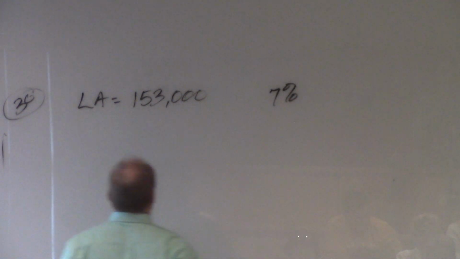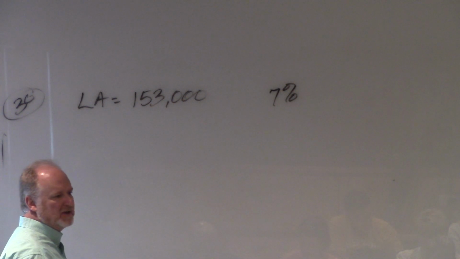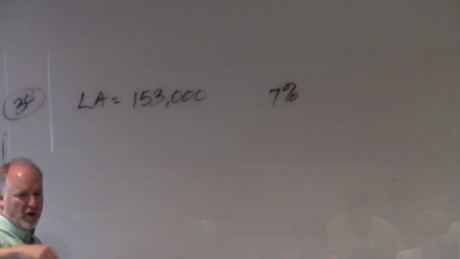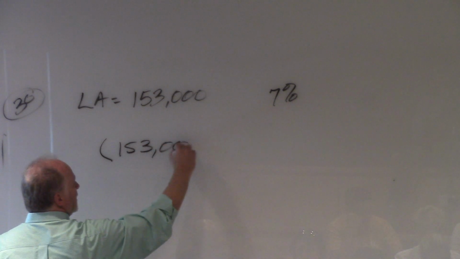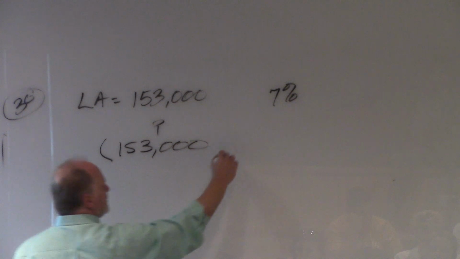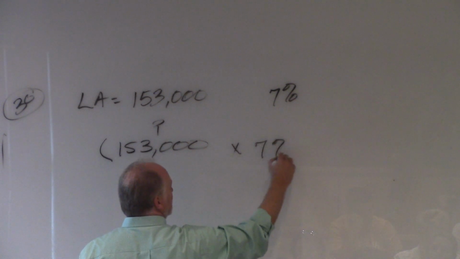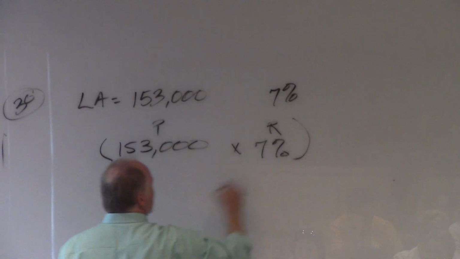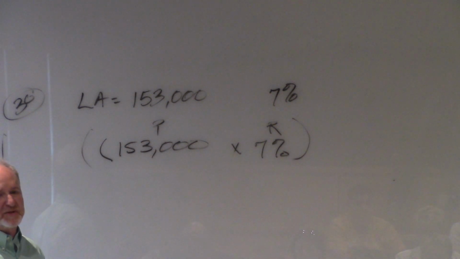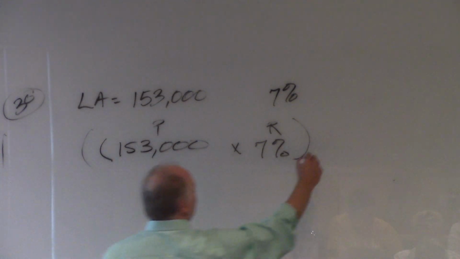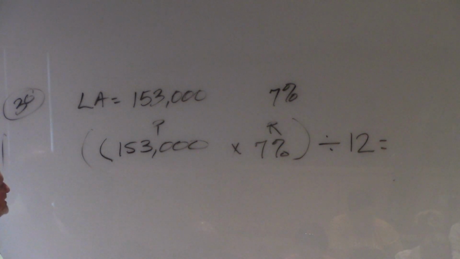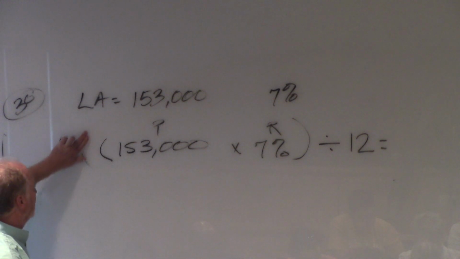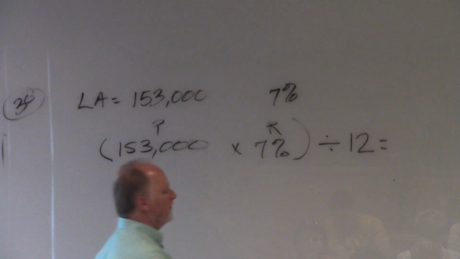All right? Now, here's what mine looks like. You may do yours a little bit different. You can certainly draw out the T-bar if you want to. But normally what I do when I'm doing them quickly to save a little bit of room, 153 principal times 7% rate, that gives me annual interest, right? Would you agree that principal times rate gives me annual interest? And since I'm looking for monthly interest, I'm going to divide by 12. So somebody help me with that calculation. 153 times 7% divided by 12. 892.50.